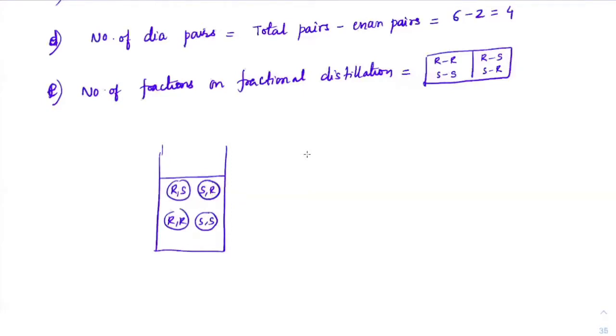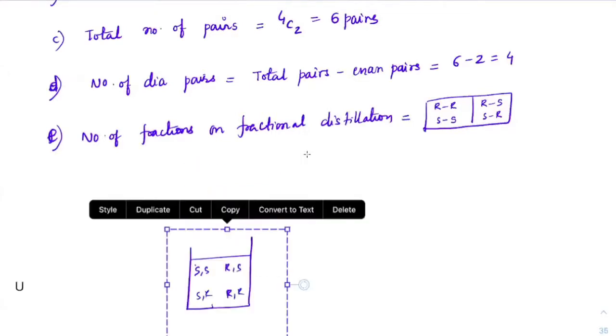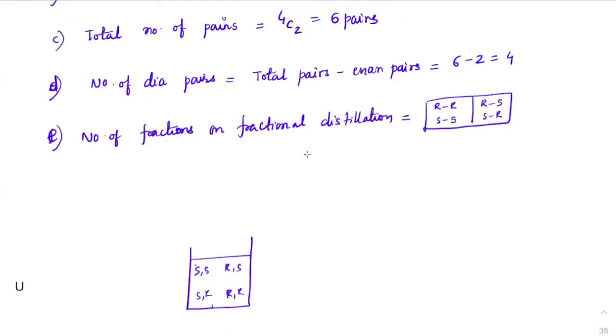You are heating that, and you are trying to take them at 2 different columns, at 2 different places. The one which has lower boiling point will come out from here. If I take a distillation column in which I have these 4 compounds, SS, RS, SR and RR, right beta? Now from this column, I'm trying to separate the compounds out at 2 different locations, this fractional distillation.